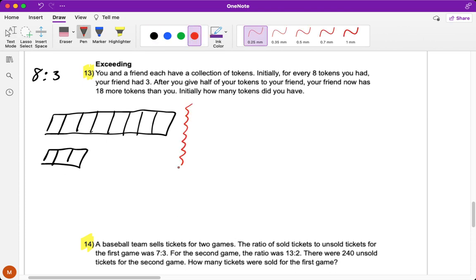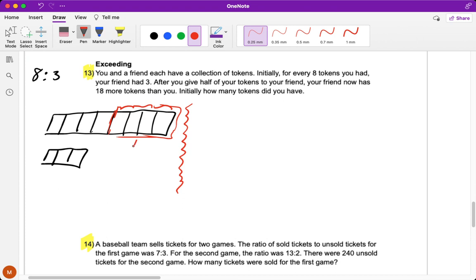I'm going to put a little line here because this ratio is going to change. It says after you give half of your tokens to your friend, your friend now has 18 more tokens than you. So that means of this part I have here, I gave half of them to my friend. Well, there's 8 boxes. 1, 2, 3, 4 boxes would represent half.